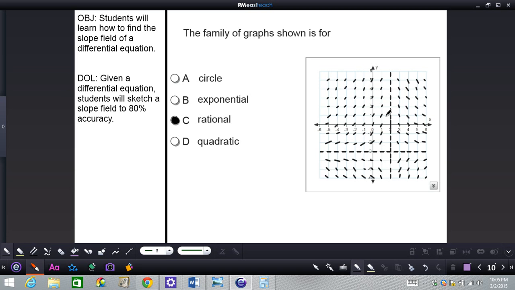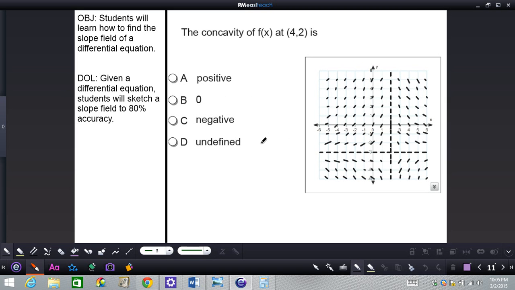Concavity at 4, 2. Well, let's find the point positive 4, 2. All right. Everybody notice it kind of looks, let's see if I extend some of these little lines right here, that looks like it's definitely concave up. Everybody agree with that one? Definitely looks like it's up. Okay, cupping upward. So that is a positive concavity.